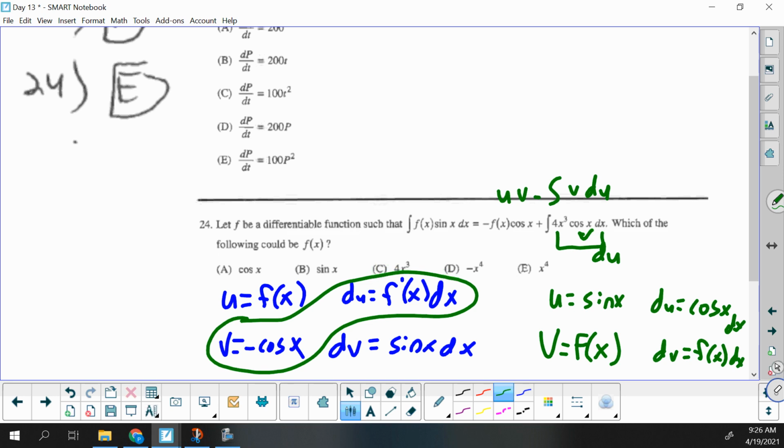So if that was the du, then that means the 4x cubed must be the derivative of what we were working with for the 4x cubed. Or the 4x cubed should be the derivative of what the u was equal to. So if we look at our choices, the only one whose derivative would be 4x cubed is the x to the fourth one there. So we have choice E.